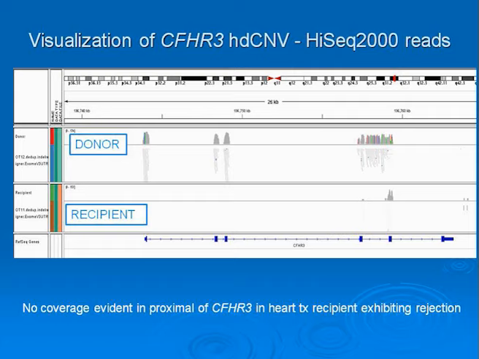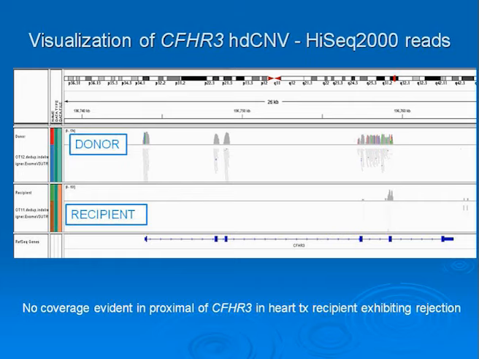It comes up in a number of autoimmune diseases. So this was in a heart recipient who did have a severe rejection. And then we can see in the sequence traces that there's good representation in the donor at about 45x, and it's missing in the recipient.